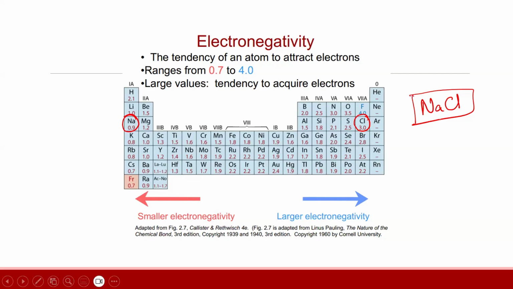Are we good? So this is again an ionic bond. Why do we call it an ionic bond? They give away electrons and one is accepting. One is giving, one is accepting. They're not sharing electrons, they are giving away electrons and accepting electrons. That kind of bond, we call an ionic bond.